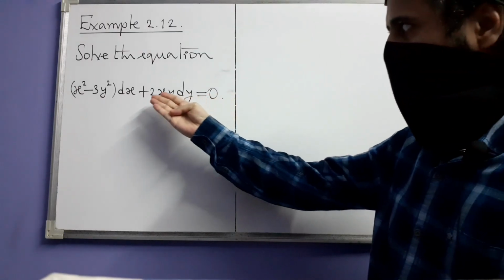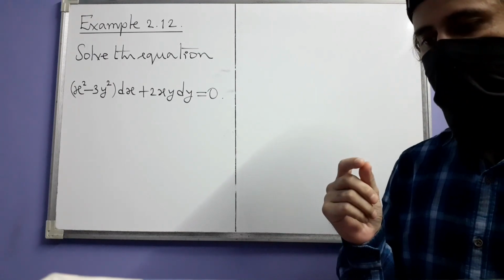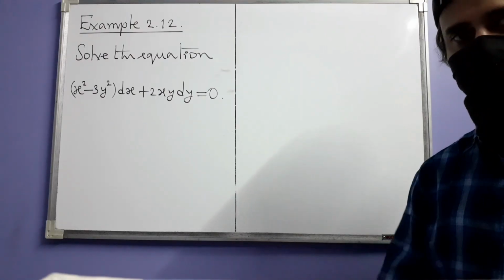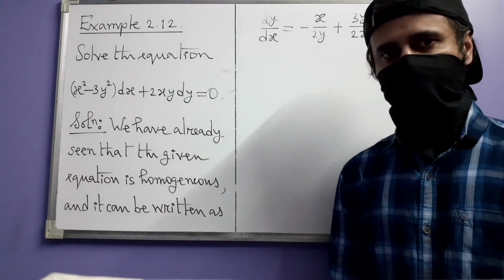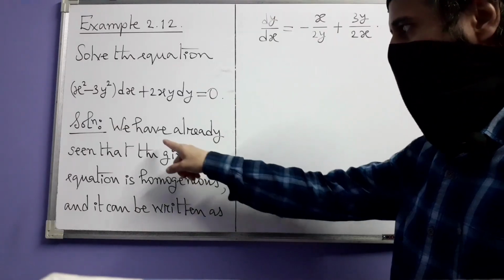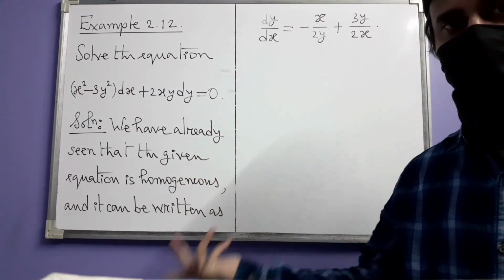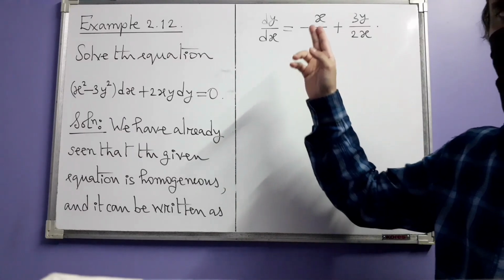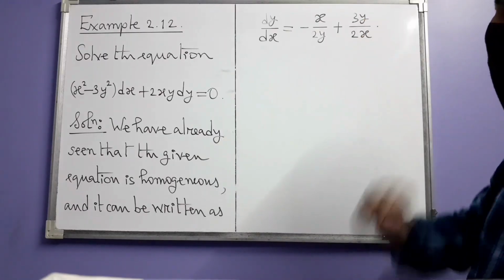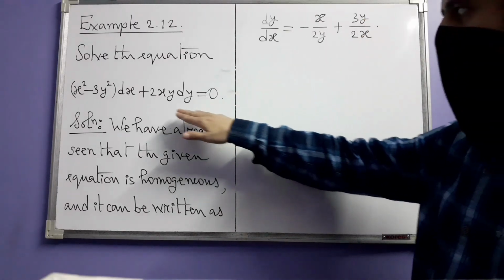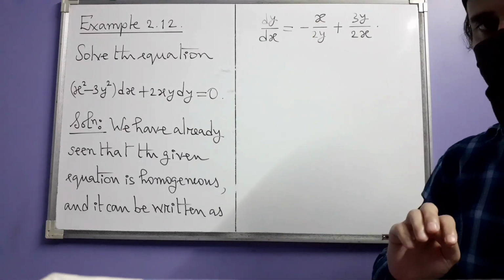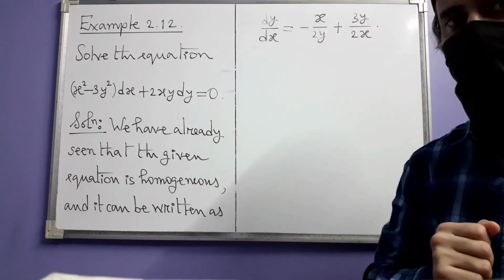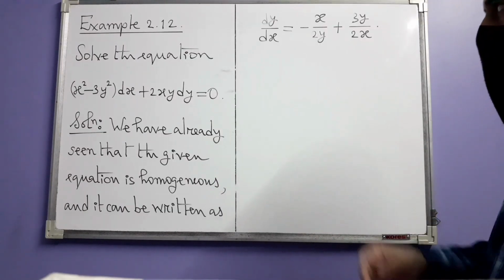That the variables x and y that you see here, we are going to introduce a new one, v, such that y = vx. So let's see how the solution goes. Accordingly, we start the solution by mentioning that fact. We have already seen that the given equation is homogeneous, and in fact it can be expressed in this form: dy/dx = −x/(2y) + 3y/(2x). That is, when you express the differential equation in derivative form, then the right hand side becomes a function of x divided by y only, or y divided by x.